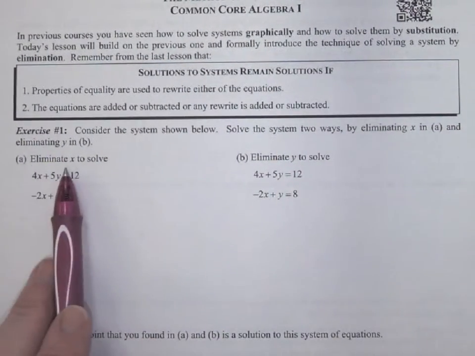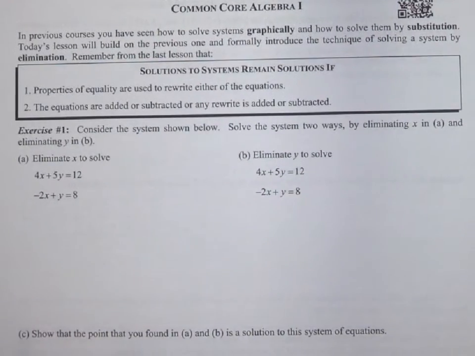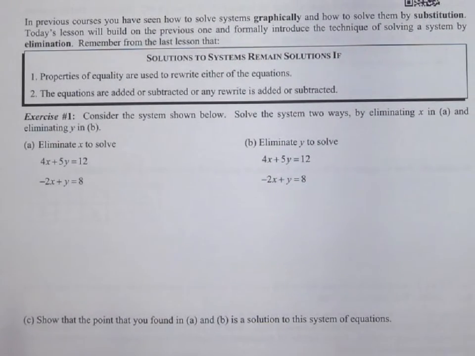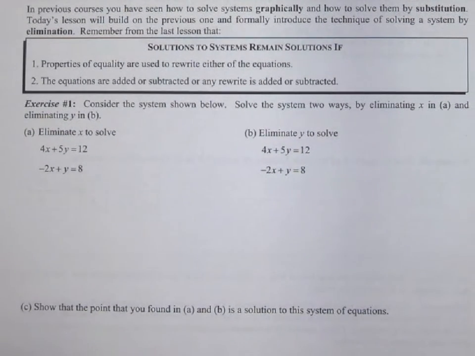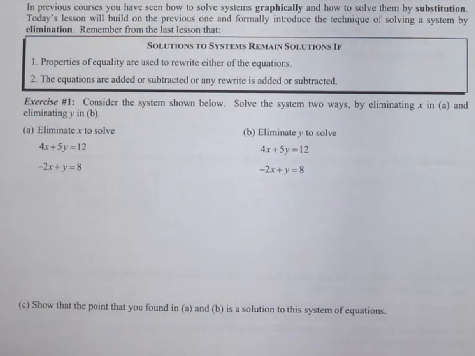First, we're going to eliminate x, and then we're going to eliminate y. We're going to do that to show that it doesn't matter which one you eliminate first, as long as you are following rules or properties of equality.